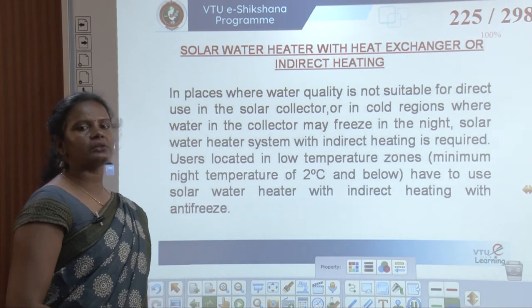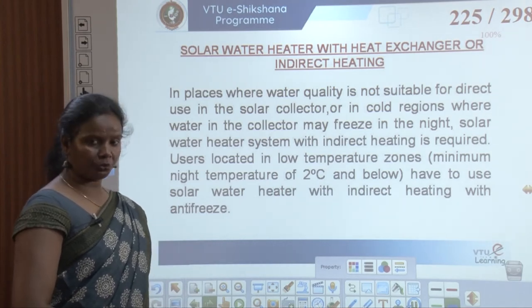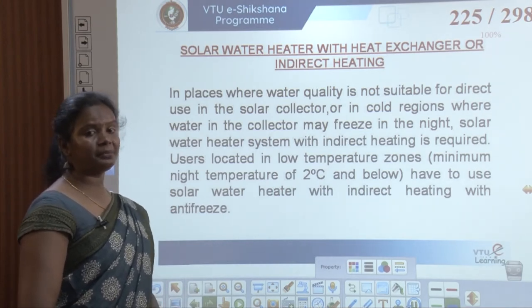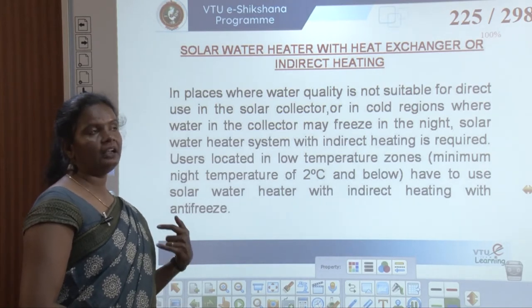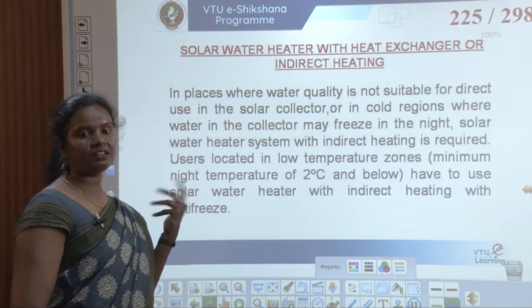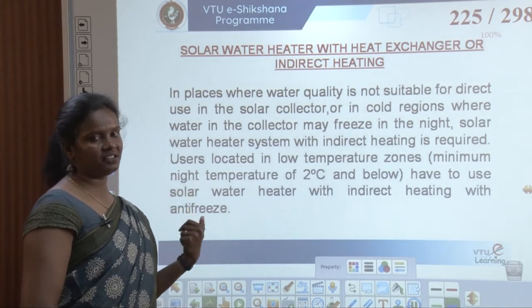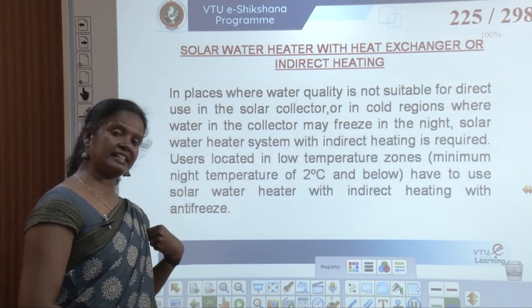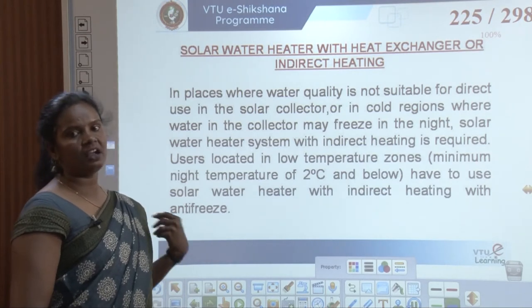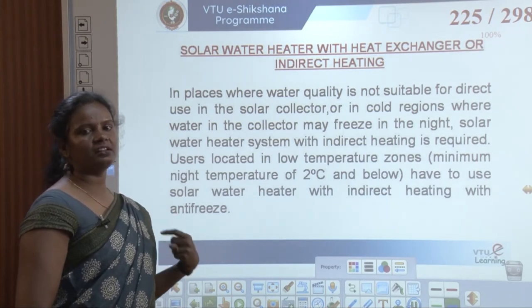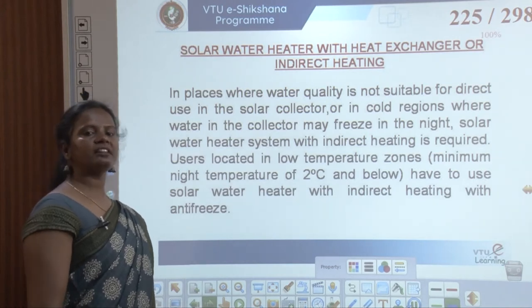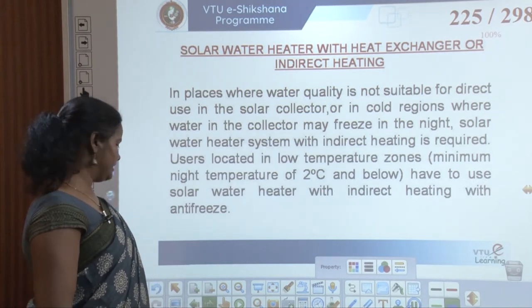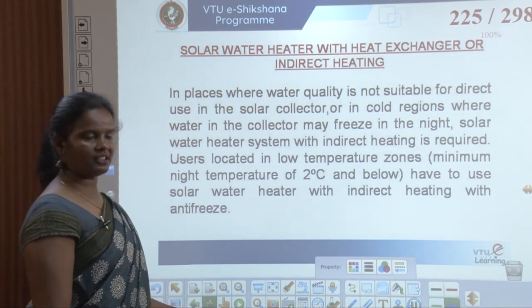For users located in a low temperature zone, that means a minimum night temperature of 2 degrees centigrade and below: if the climatic condition at night is 2 degrees centigrade or below, this can be suggested. You have to use a solar water heater with indirect heating with antifreeze. Also with an antifreeze system, they are supposed to have this.